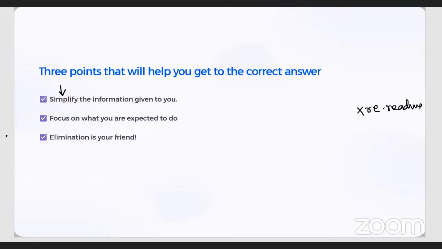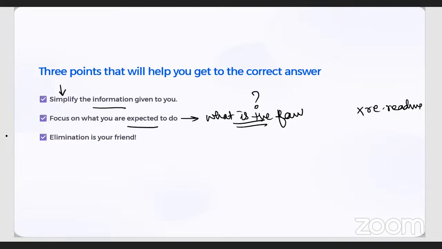So step number one is to try and break down what is the data given to you, what is the claim being made, what is the reasoning being presented, simplify that information, and be sure that you're focusing on what you expect to do. In a flaw in the argument question, you are asking yourself, what is the flaw? So every option that you look at, you're asking yourself, is this the flaw? Or is this just some general piece of information I know to be true?